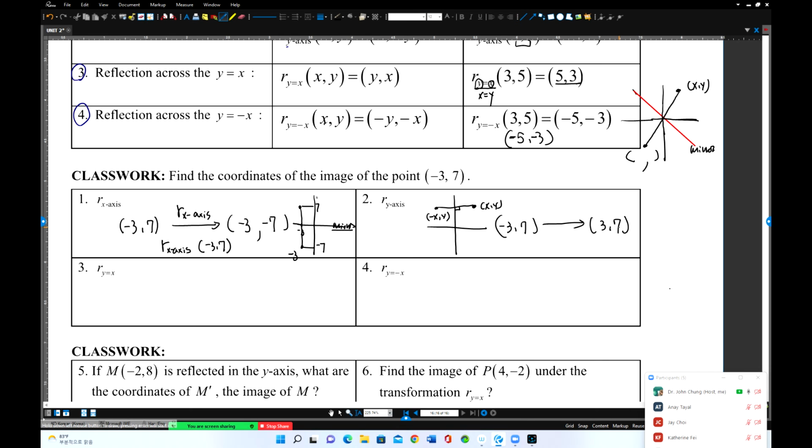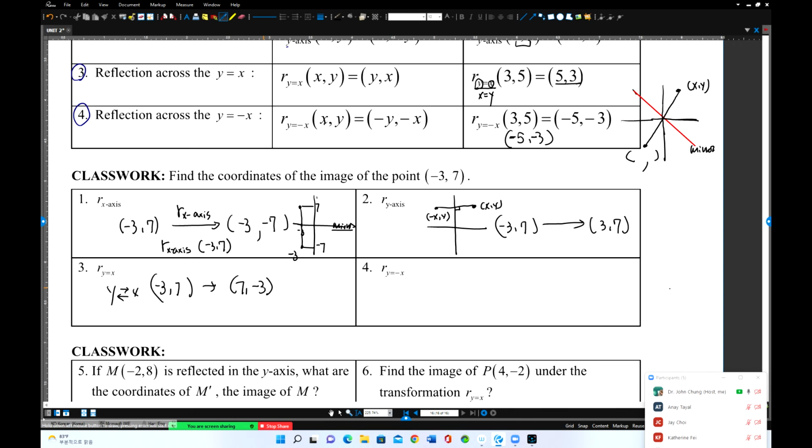Y equals x, that means what? Y changes to x, x changes to y. That's the meaning. So negative 3 and 7, just switch: 7 and negative 3. That's the answer.